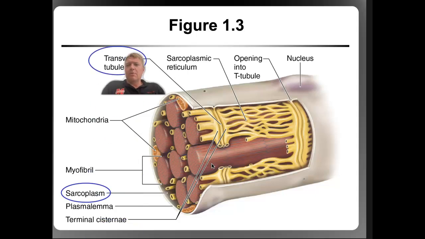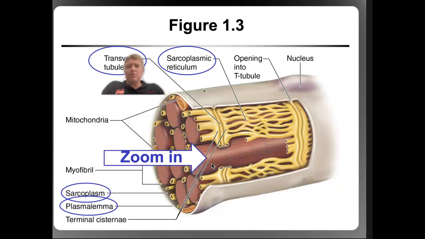So we talked about the sarcoplasm, transverse tubule, sarcoplasmic reticulum, and the sarcolemma. And now we're going to zoom in on individual cells here.